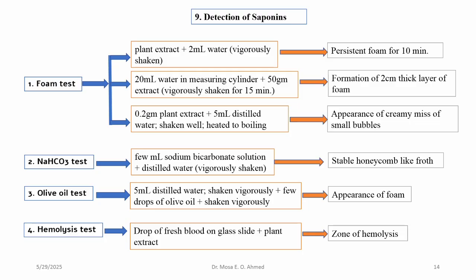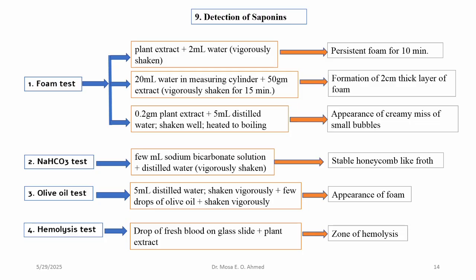One of the tests used for detection of saponins is the foam test. The second one is the sodium bicarbonate test. The third one is the olive oil test. And the last one is the hemolysis test. First of all, the foam test can be divided into 3 subclasses depending on the amount of the plant extract used and the amount of water used.